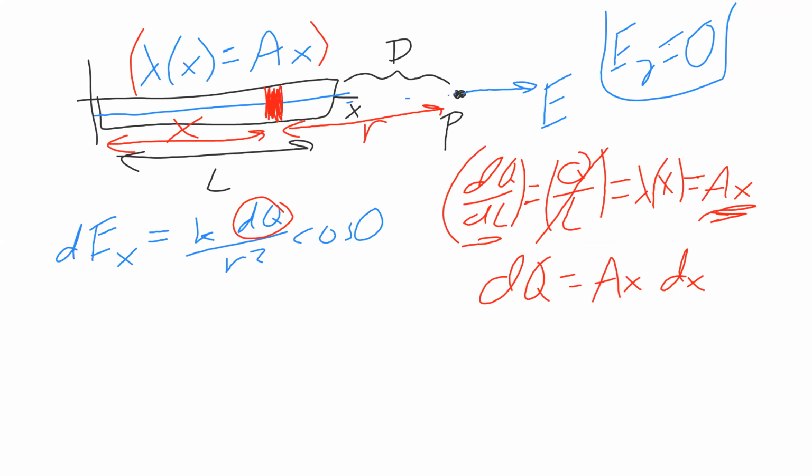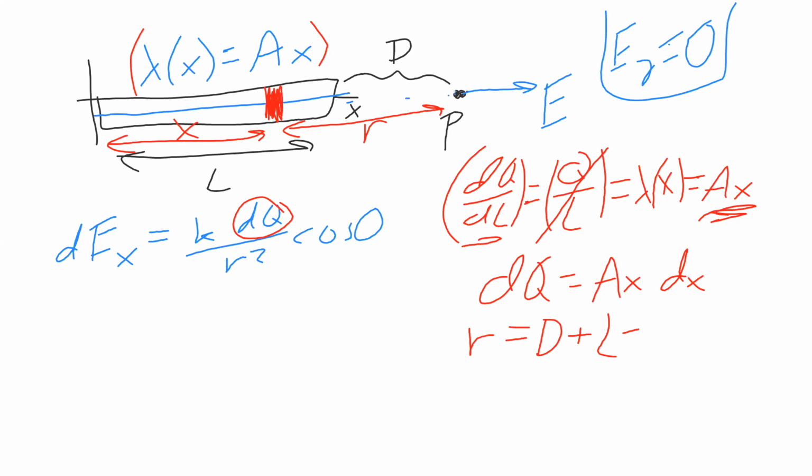How do I express r in terms of all of this? Well, r would be big L plus that distance d, and then I want to subtract out the contribution of x. So again, little r is equal to d plus L, which is the total distance from the origin out to my point P, and then I subtract off the distance x.